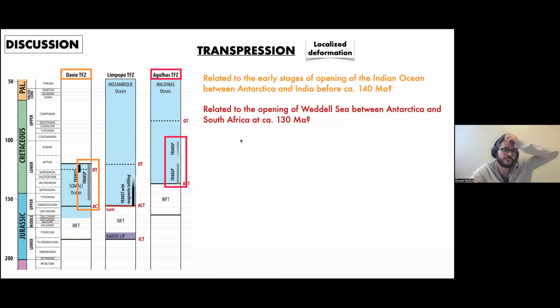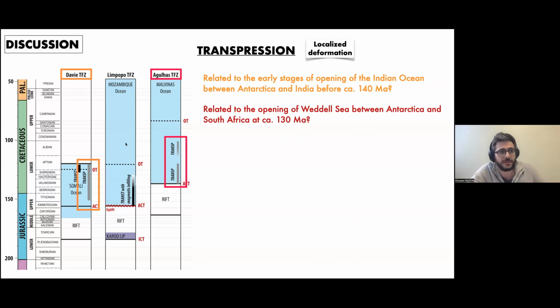So we can then propose, with this simplified calendar chart, that for the Davie system and the Agulhas system, these translational events may be related, in the case of the Davie system, to the early stage of the opening of the Indian Ocean between Antarctica and India, so probably before 140 million years, whereas the Agulhas transform fault zones could be related to the opening of the Weddell Sea between Antarctica and South Africa at 130 million years.